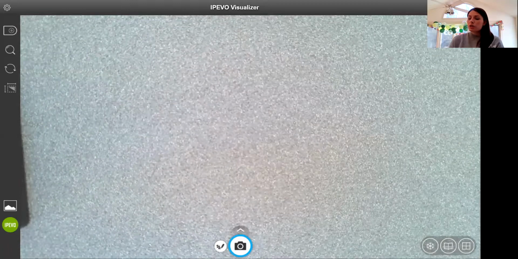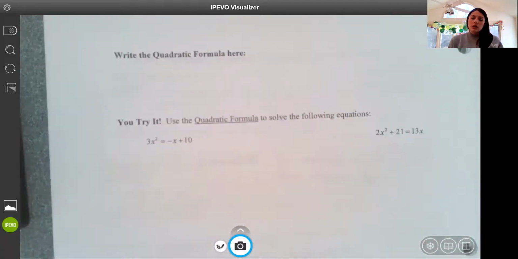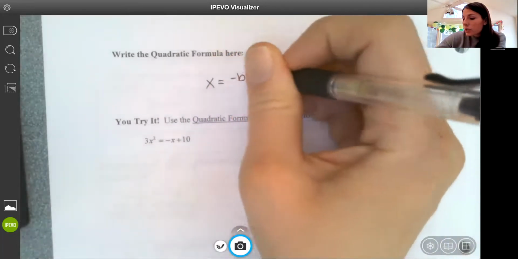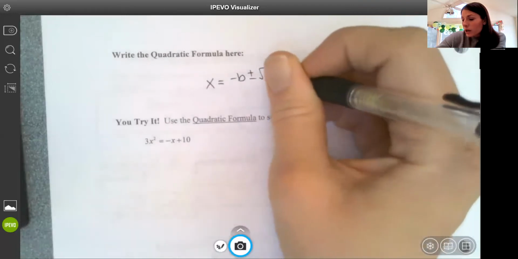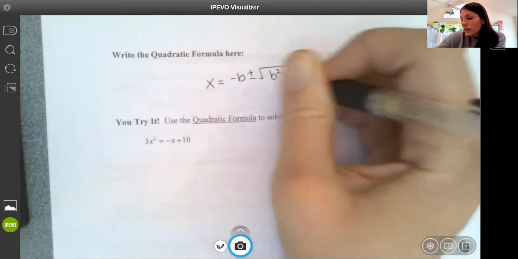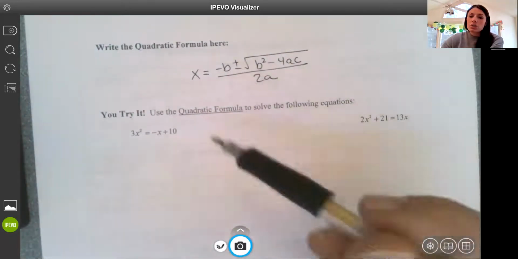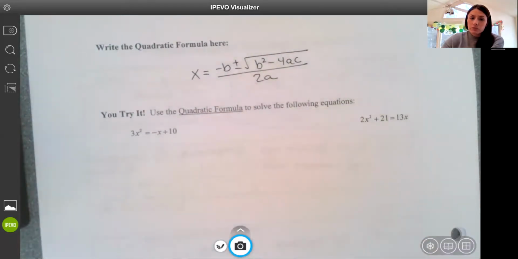So first thing I want you to do is pause the video and write your quadratic formula down. Okay, don't look back, just write it down first and pause the video and then restart the video and see if you got it correct. Okay, so quadratic formula, x equals negative b plus or minus the square root b squared minus 4ac all over 2a. Check your formula really carefully because you don't want to mess these up because your formula is wrong.